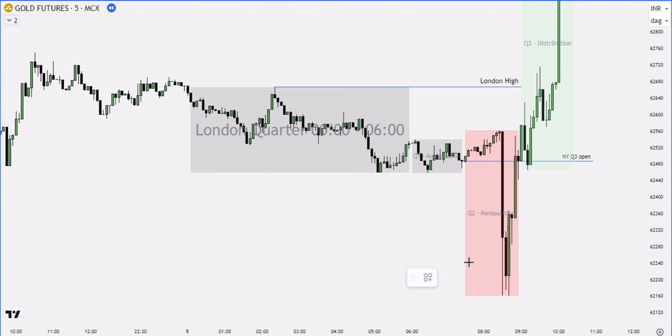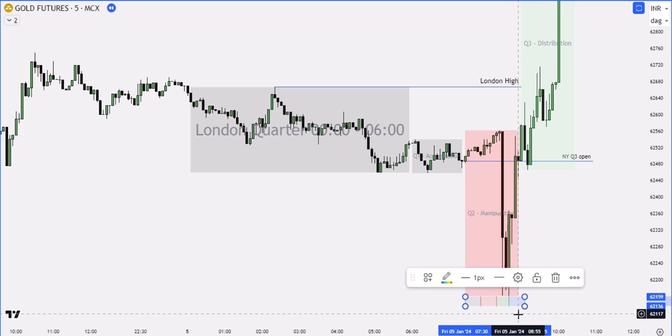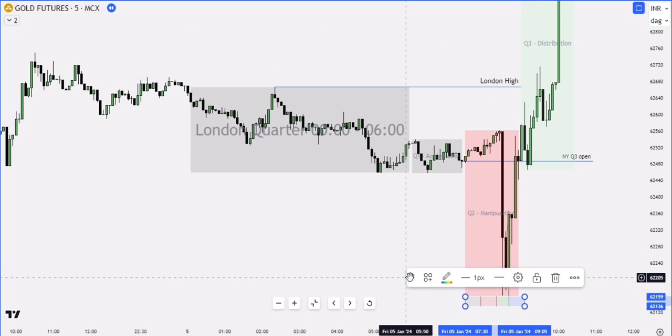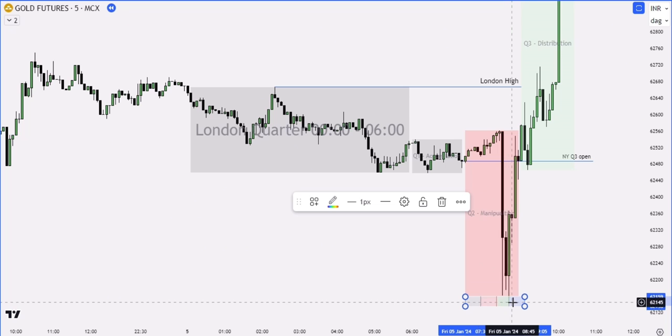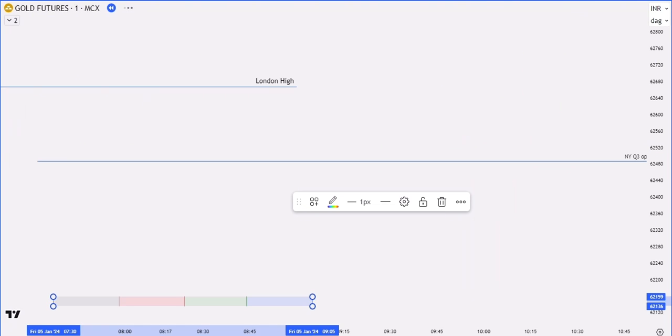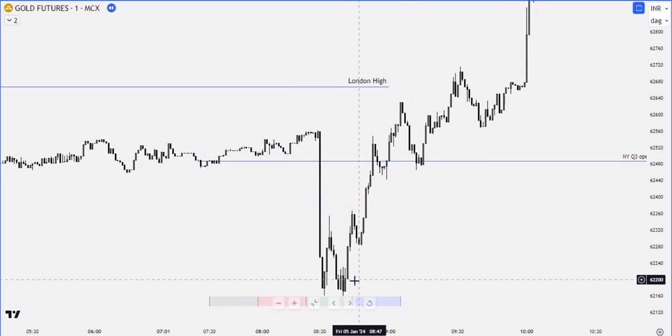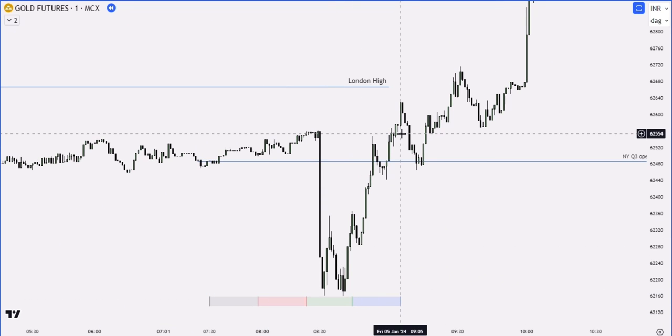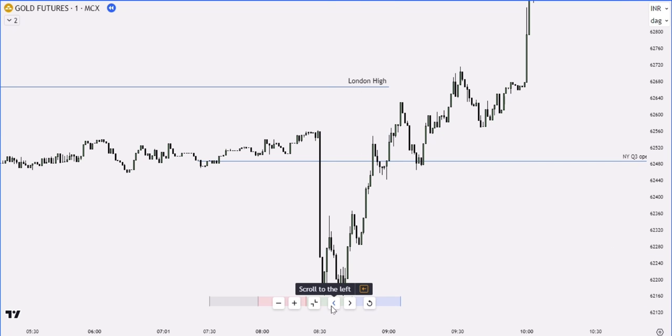And how do I know that? If I divide this range into quarters like this, you'll notice that price within Q3 heading into Q4 manipulates higher. And if you want to be very accurate within that, you'll notice that price manipulated higher within Q3.